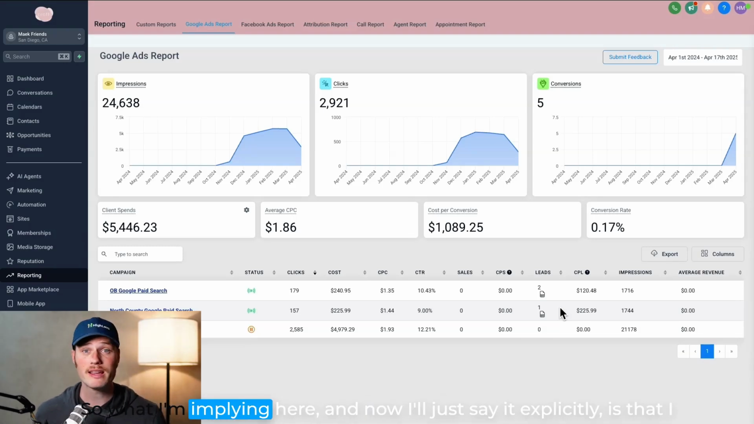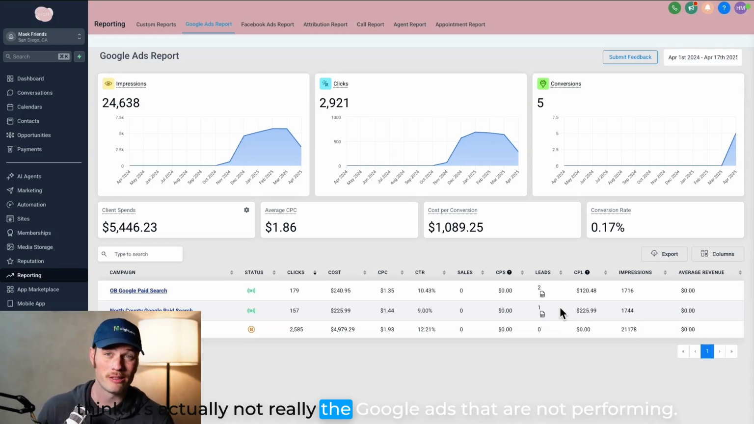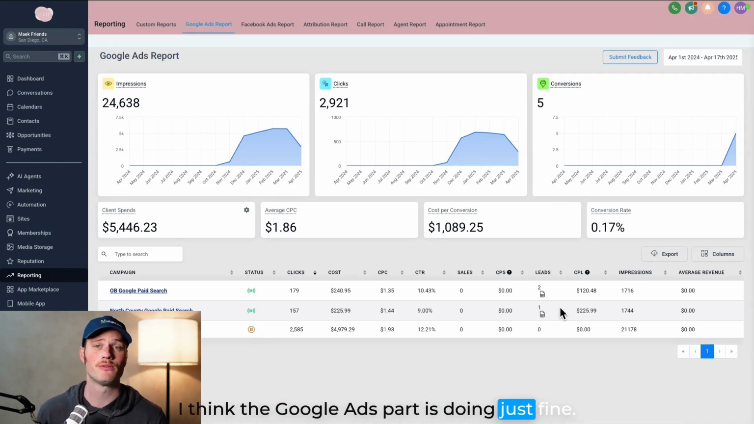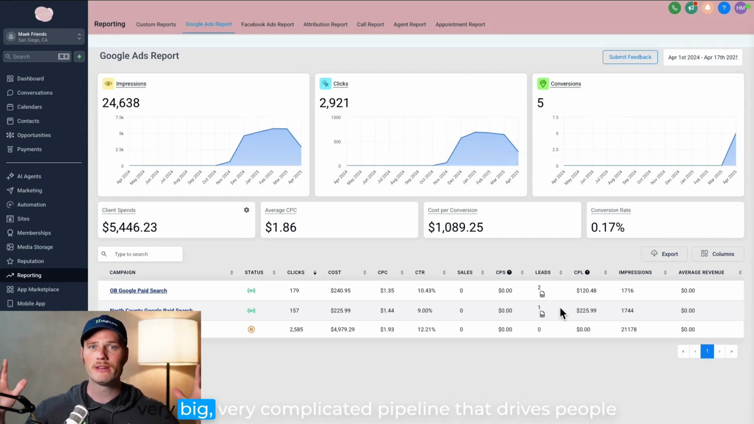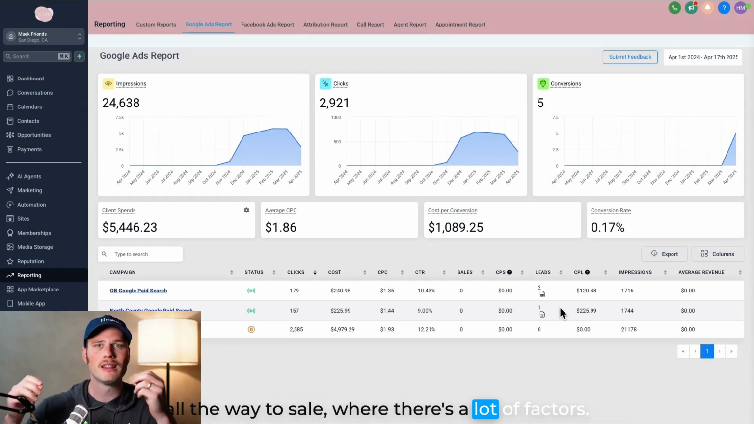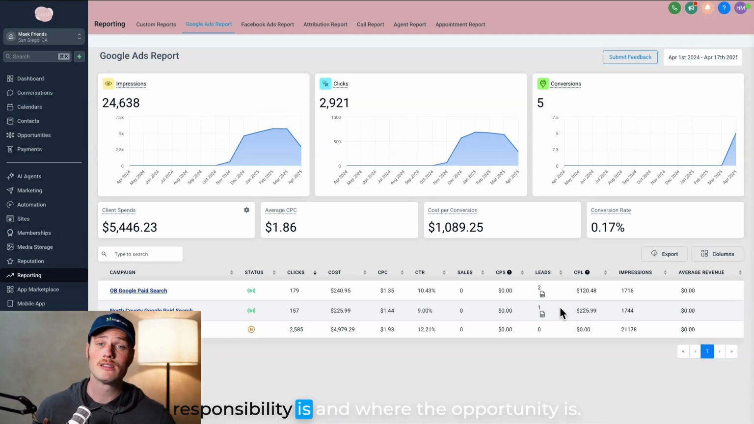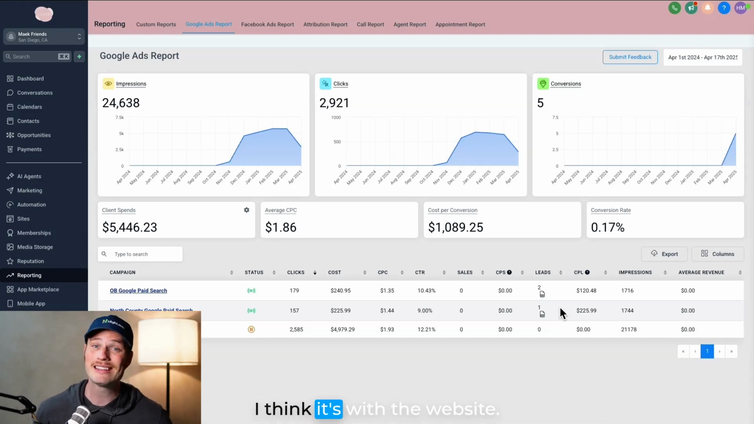So what I'm implying here, and now I'll just say it explicitly, is that I think it's actually not really the Google Ads that are not performing. I think the Google Ads part is doing just fine. But remember, the lead source is just one part of a very big, very complicated pipeline that drives people all the way to sale, where there's a lot of factors. So we really have to pinpoint where the responsibility is and where the opportunity is. I don't think it's with the Google Ads themselves. I think it's with the website.